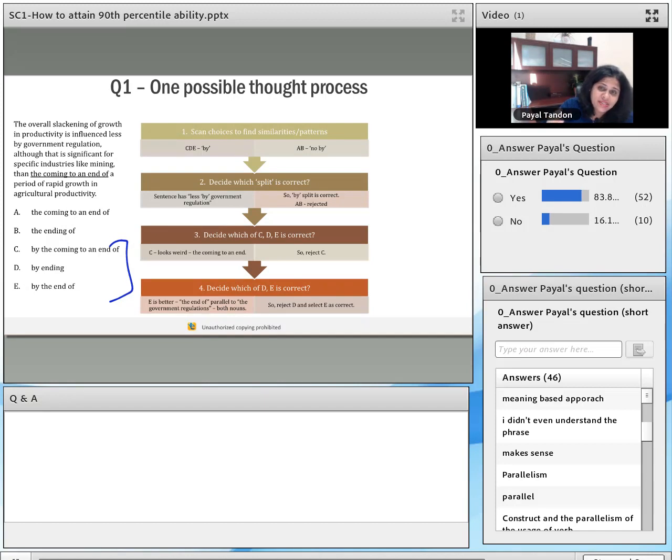And then now you have to decide which one of D and E is correct. You then saw, okay, E looks better because "the end of" is parallel to "the government regulations." Both are nouns. So then you selected choice E as the correct answer. How many of you followed this entire thought process as the means to get to the answer?